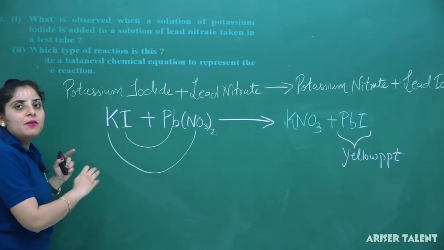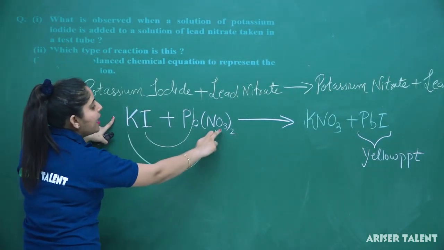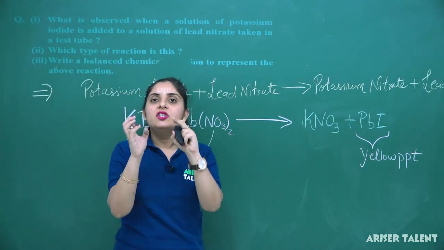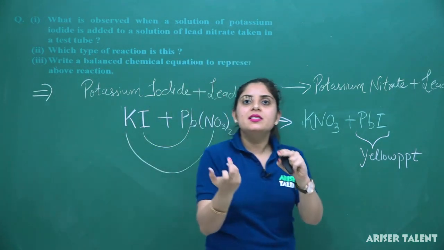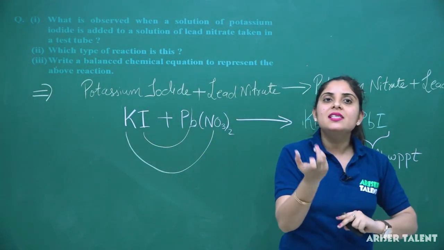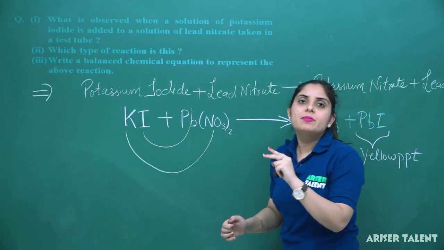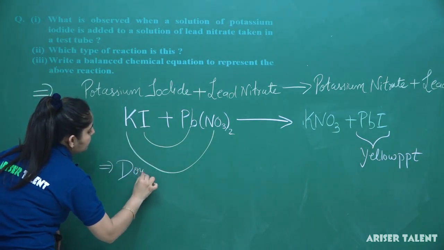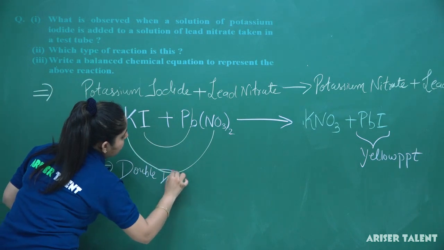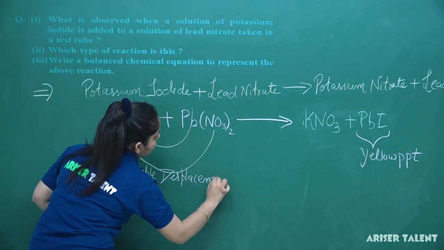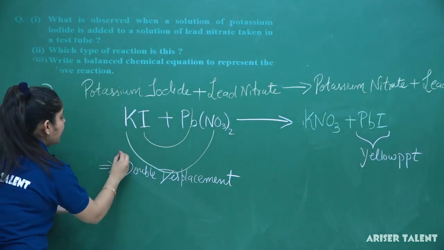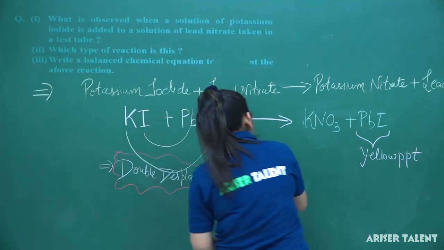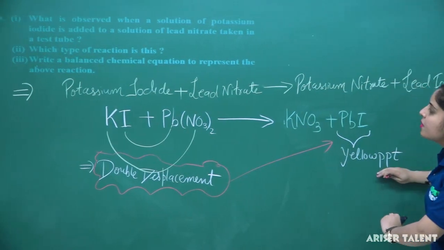And what we will observe in this equation: potassium will react with NO3 and Pb will react with I. It means there is a mutual exchange between the two kinds of atoms, and if there is a mutual exchange between the two kinds of atoms, this kind of reaction is known as a double displacement reaction. So the correct answer here is double displacement reaction, and the yellow color precipitate is obtained. So this is what we observe in this equation.